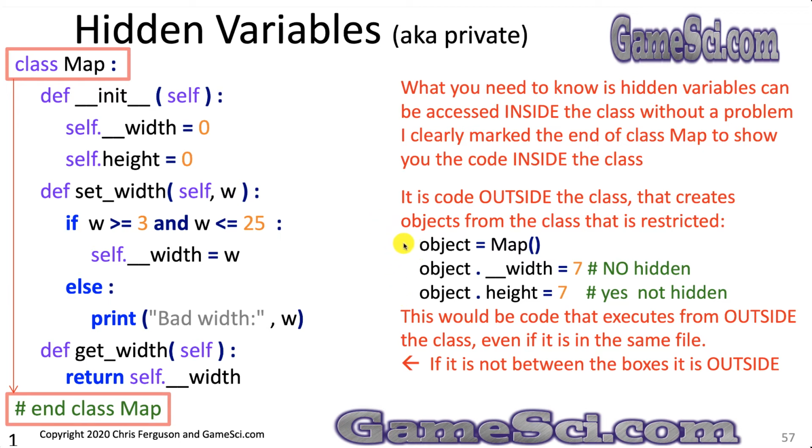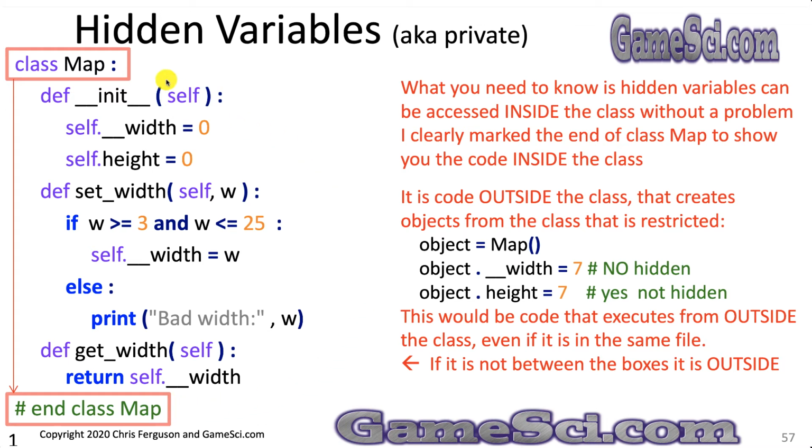Here I wrote a little snippet of code that creates an object out of class map. If you create an object out of class map, you will not be able to access the __with variable. When you have 2 underscores in front of a variable name, you are not allowed access to the hidden variable. However, if you have a variable that doesn't have the underscores, object.height, you will, yes, be able to access this variable because it's not hidden. This code right here would be code that executes from outside the class, even if it's in the same file. If you are not between the colon and the end of the indent, you are outside the class.